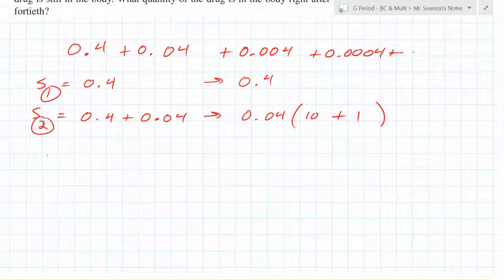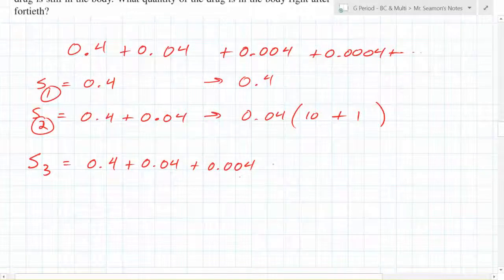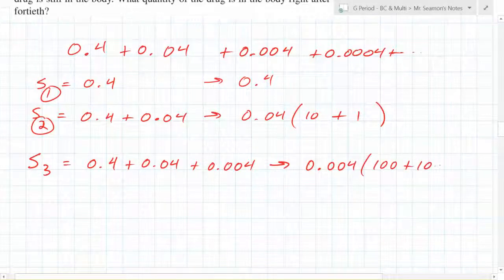Okay. So what's the third one in the series going to be? It's going to be all three of these, right? Like this, right? If we wanted to write that all out, we'd write it as what? 0.004 times what? Plus 10 plus 1. It's kind of nice.